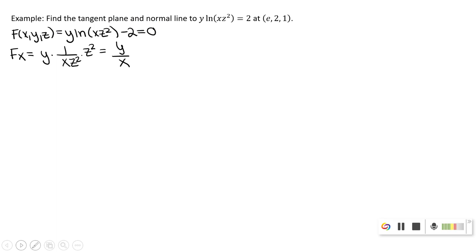So only x is a variable. I'm treating everything else as a constant. So that's why this y just stayed there. And then the derivative of natural log of xz squared, I get a 1 over xz squared. And then I do have to use the chain rule. I have to multiply by z squared, the derivative of the inside. Those z squareds are going to cancel out. And I'm just left with y over x.